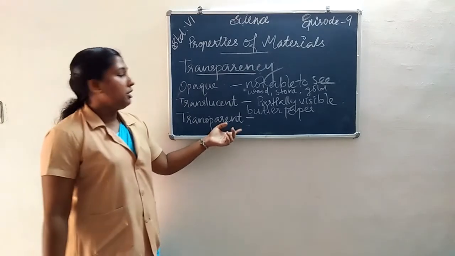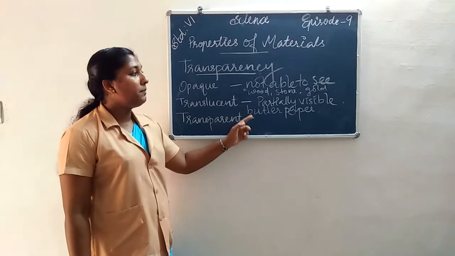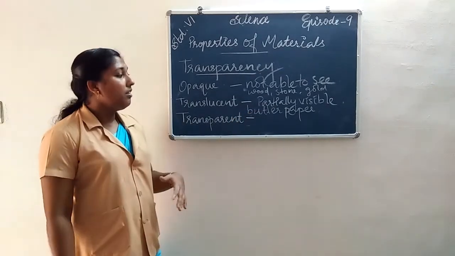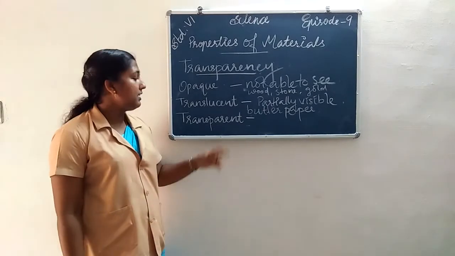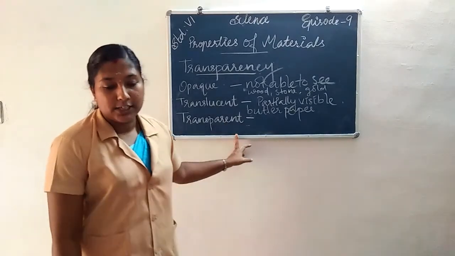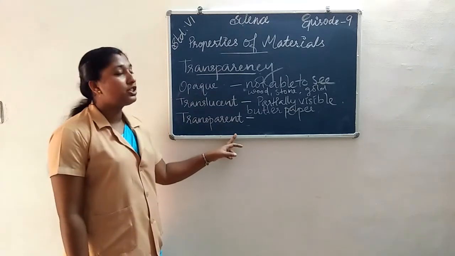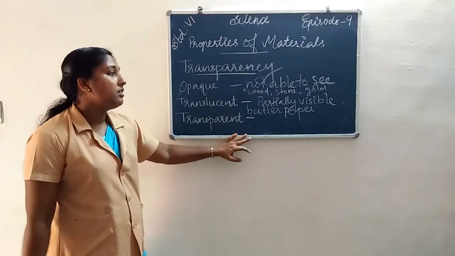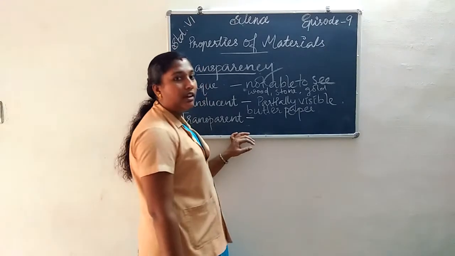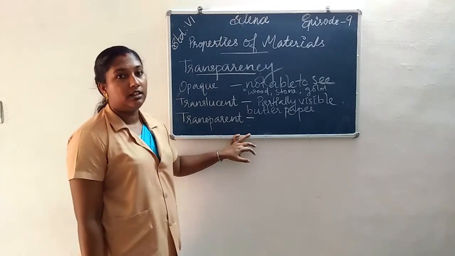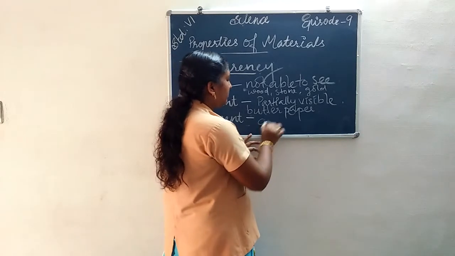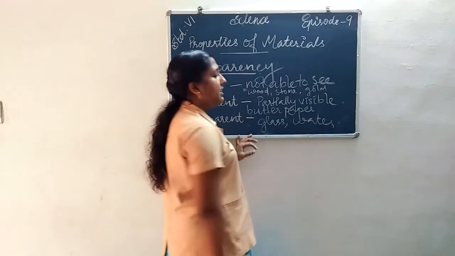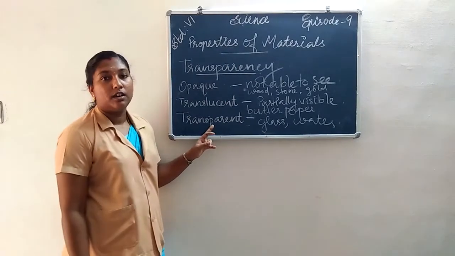Transparent means the materials through which we can see the other side. We can see the other side of the material, so it is transparent. Materials through which we can see things are called transparent. Example for transparent: glass, water, etc. are examples for transparent materials.